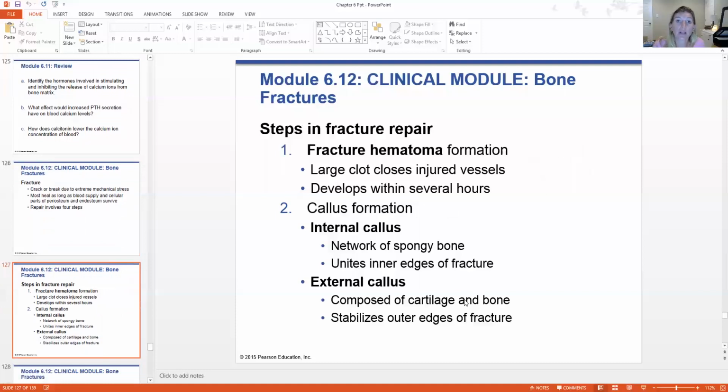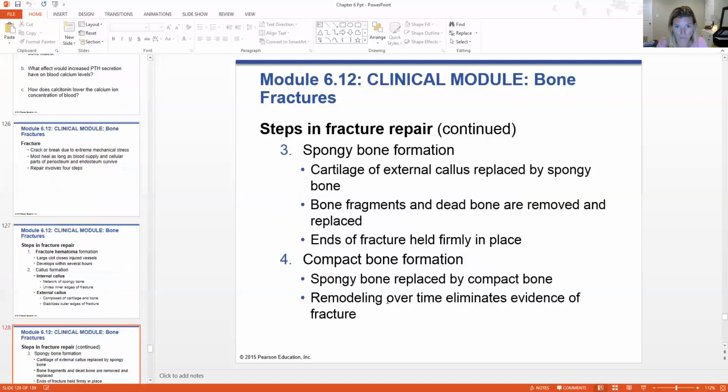There's an internal and an external callus. This can take several hours to several days, depending on how bad the break is. The internal callus is the network of spongy bone on the inner edge of the fracture. The external callus is on the outside of the fracture. It's basically stabilizing the outside area of the bone.